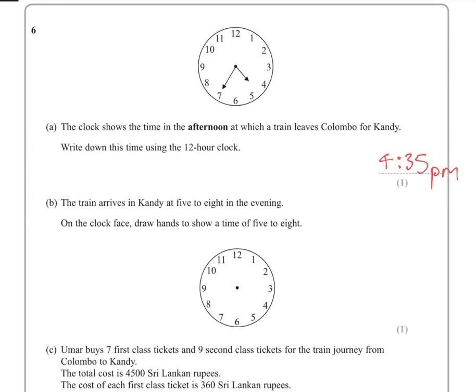Train arrives at Kandy at 5 to 8 in the evening, so it's just before 8 o'clock, so the hour hand is just before the 8, and the long hand is pointing directly at 5 minutes to, which is 11, not straight up. Okay.